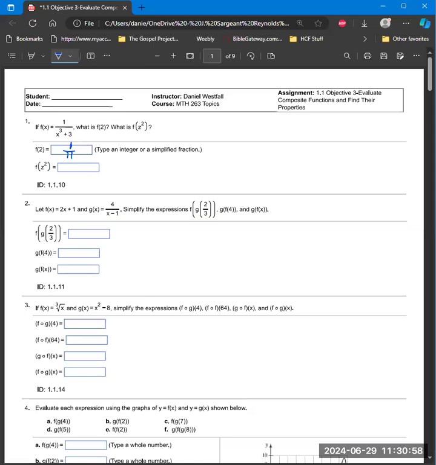F of z squared: z squared to the third power is z to the sixth. This can be 1 over z to the sixth plus 3.